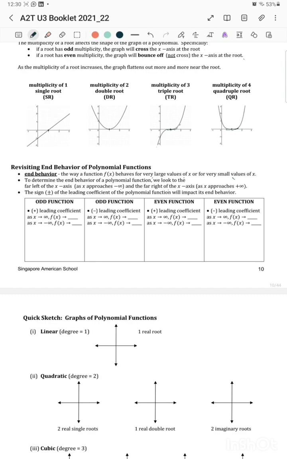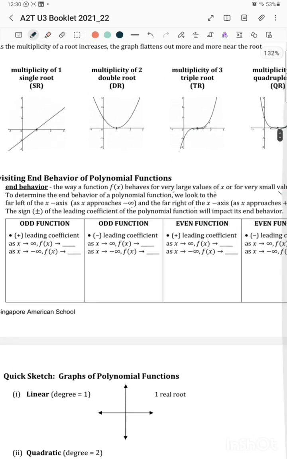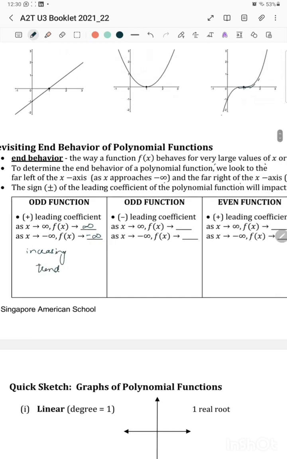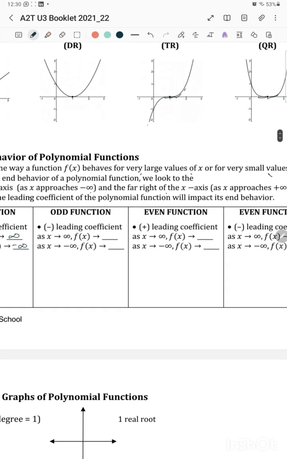So as x approaches infinity, f of x approaches +infinity, and as x approaches -infinity, f of x approaches +infinity. It is called increasing trend. Negative infinity and infinity: it is called decreasing trend.